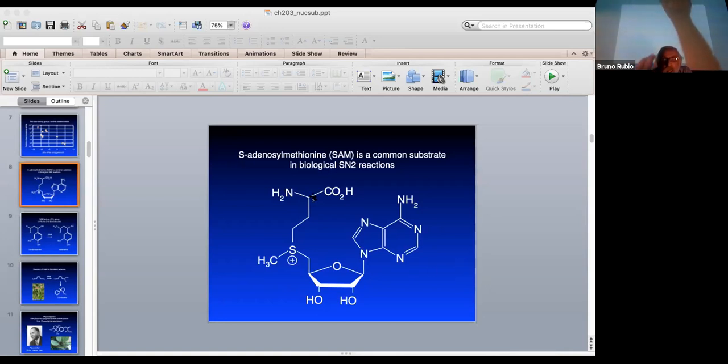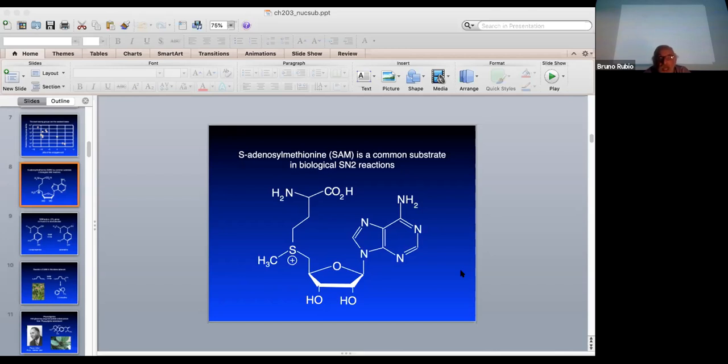And if you look at this picture here, you see that this methyl group on the positively charged sulfur, that's what's going to be attacked by the nucleophile. The rest of this molecule is all leaving group. So this molecule has evolved over billions of years. And its leaving group is not any of the halides. That's more appropriate to a laboratory setting.